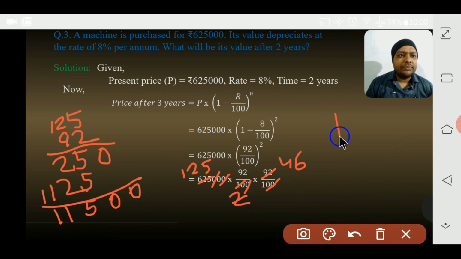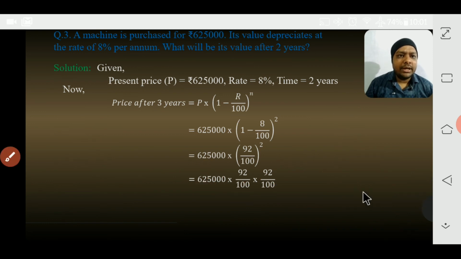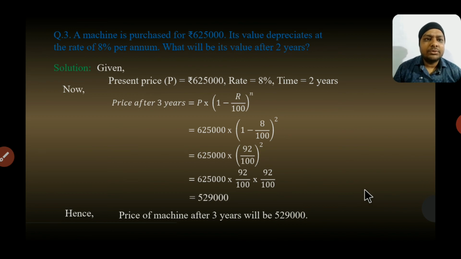Now let's multiply with 46, leave 2 zeros, only multiply with 150. 6 times 0 is 0, 6 times 1 is 6, 4 times 0 is 0, 4 times 1 is 4, and so on. Now we will add 2 more zeros, so it will be 5,29,000. That will be the price after 2 years, after decreasing. So hence we can say that the price of the machine after 2 years will be 5,29,000.